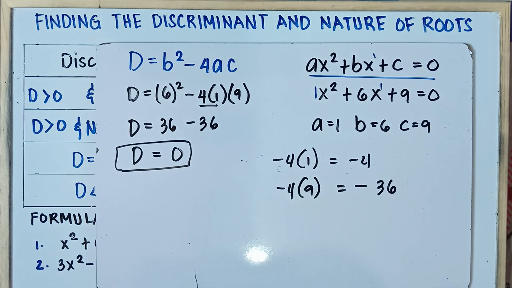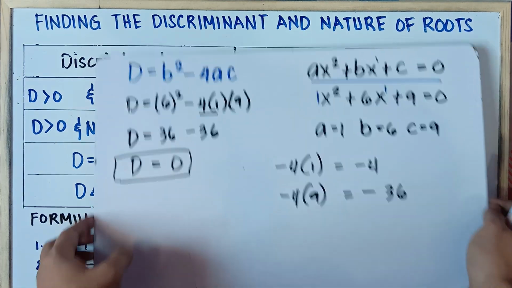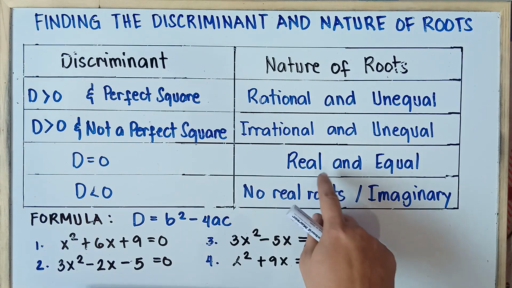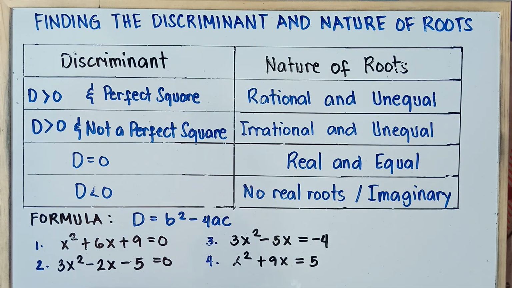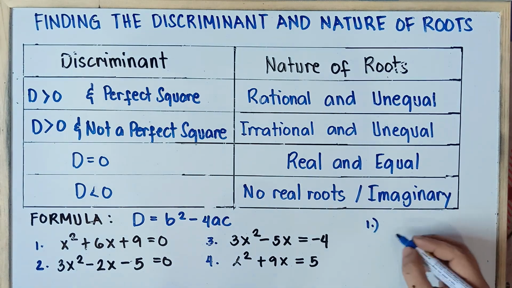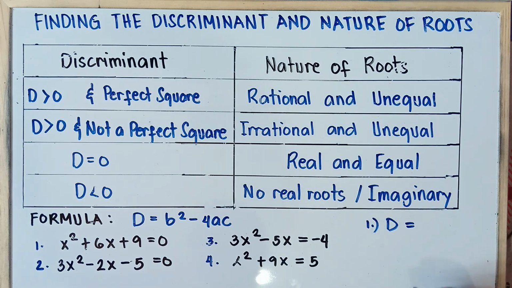Therefore, class, the nature of roots. If your d is 0, this is the answer, class. The nature of roots, that would be real and equal. Simple as that, class. That's the answer, class, for number 1. Okay, so number 1, let me just write it here. Our d, our discriminant is equal to 0.